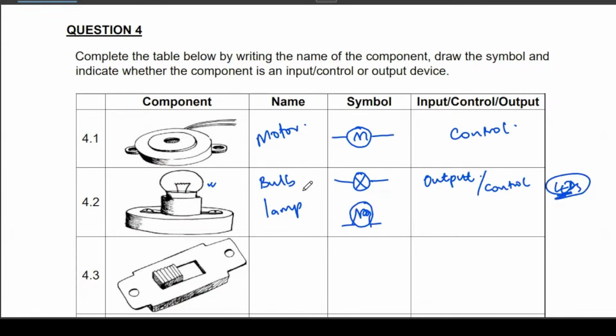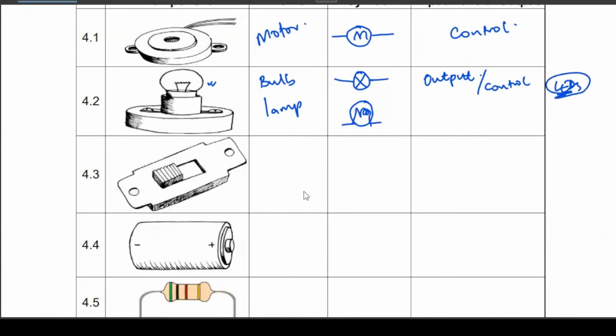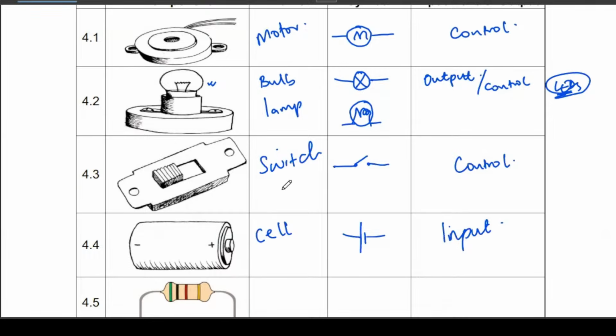And the next, this looks like a switch. With a switch, you either draw the closed one, but I prefer to draw the open one, okay? And the switch, we said, falls under the control. This is a cell, okay? Don't call it a battery. It's a cell since it's one. And the symbol for a cell is something like that. And then a cell is used for input, okay?